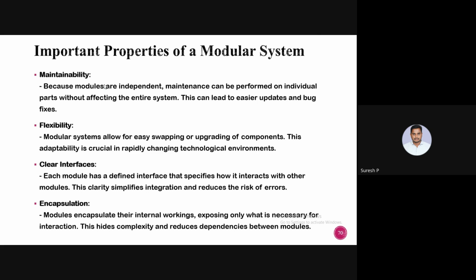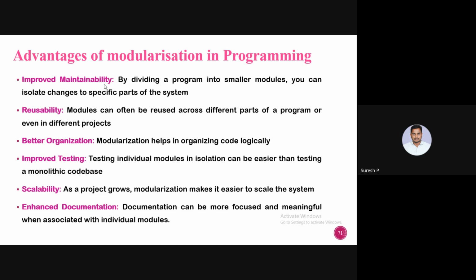Flexibility is there. You can easily upgrade the components without touching others. We can have clear interfaces between the modules for interaction or communication between the modules. Encapsulation. Here we can encapsulate the internal workings and provide only the necessary details. The internal working procedures can be hidden from users, so that it will hide the complexity and reduce the dependencies between the modules. So these are the important properties of a modular system.